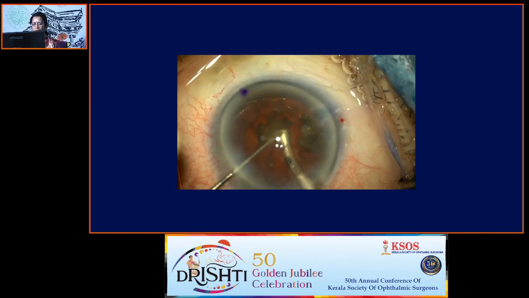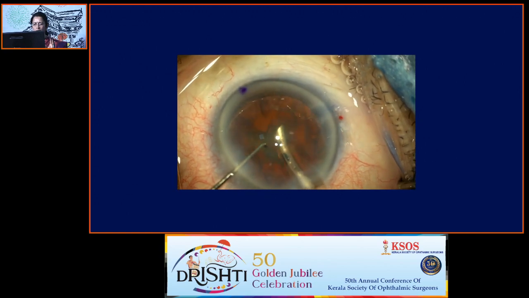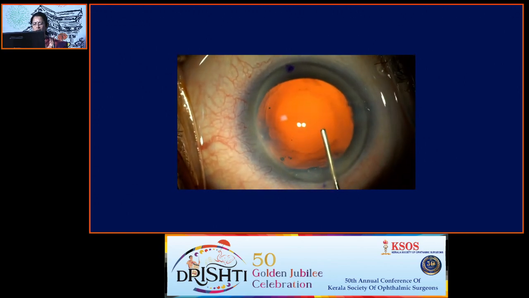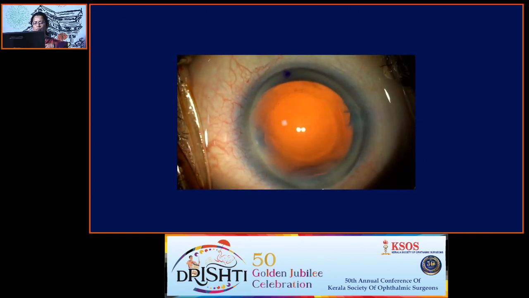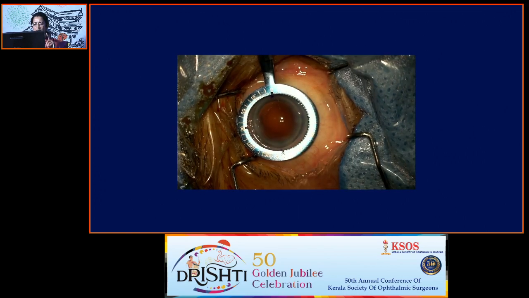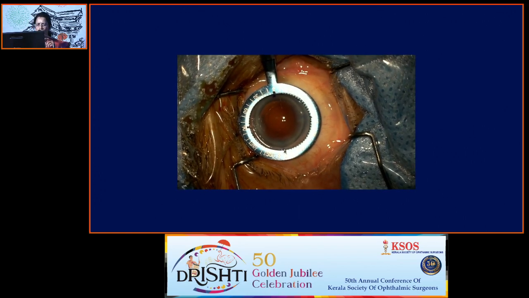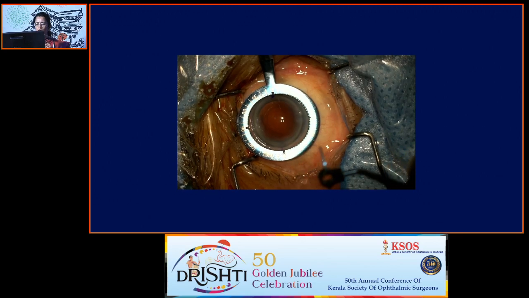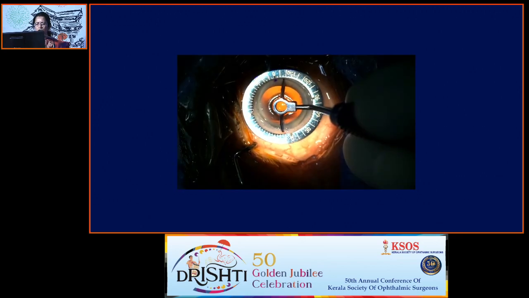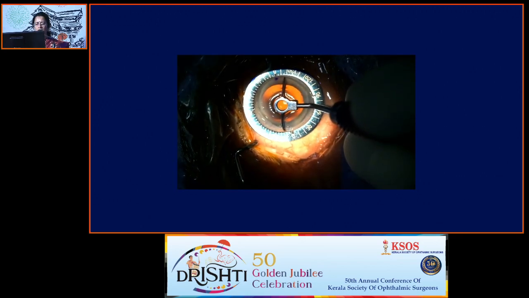And once the nucleus and the cortex are removed, the eye is filled with OVD, and then you have to mark the axis. That is, the degree gauge on this ring is aligned with the 0 and 180 marks. Here the axis is 165 and the steep axis is marked like this.